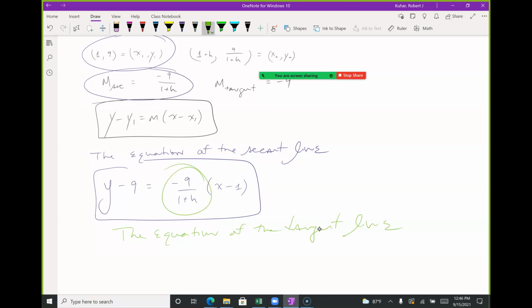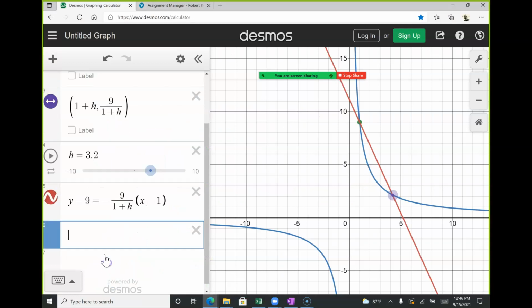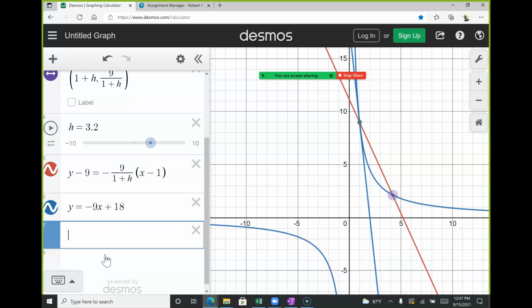So the only thing that's going to change is my slope. So I'm really done. Y minus 9 equals negative 9 times quantity x minus 1. Of course I could simplify it, right? Y minus 9 equals negative 9x plus 9. Y equals negative 9x plus 18. So there's my mx plus b version. And so I'm going to put my tangent line in. Y equals negative 9x plus 18. And there's the tangent line.